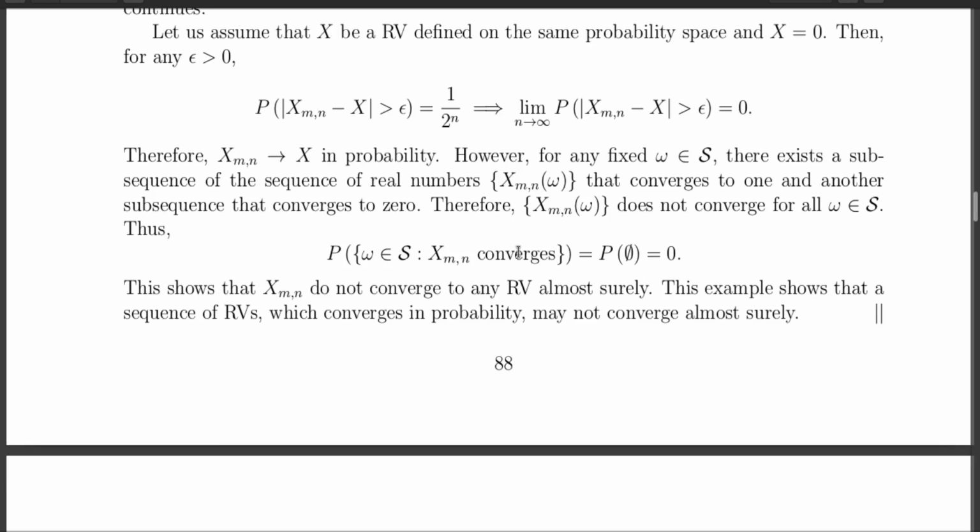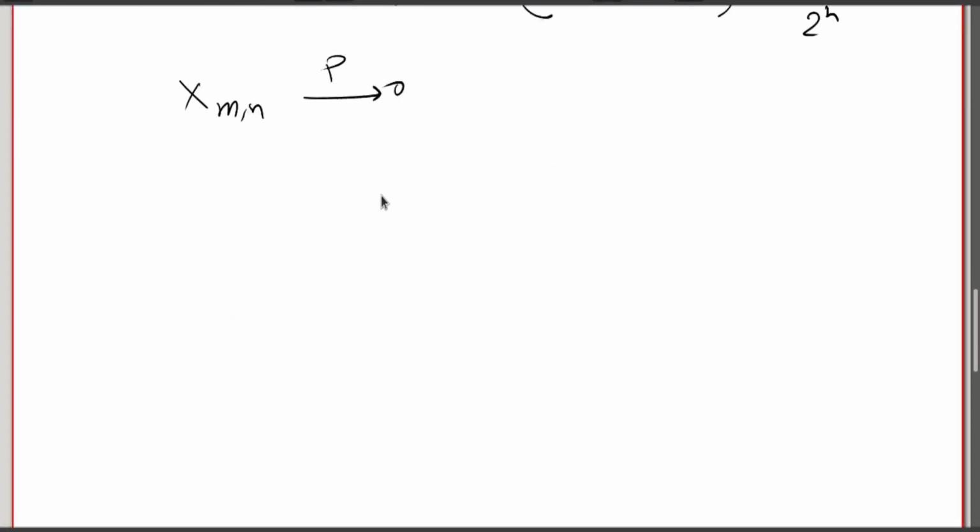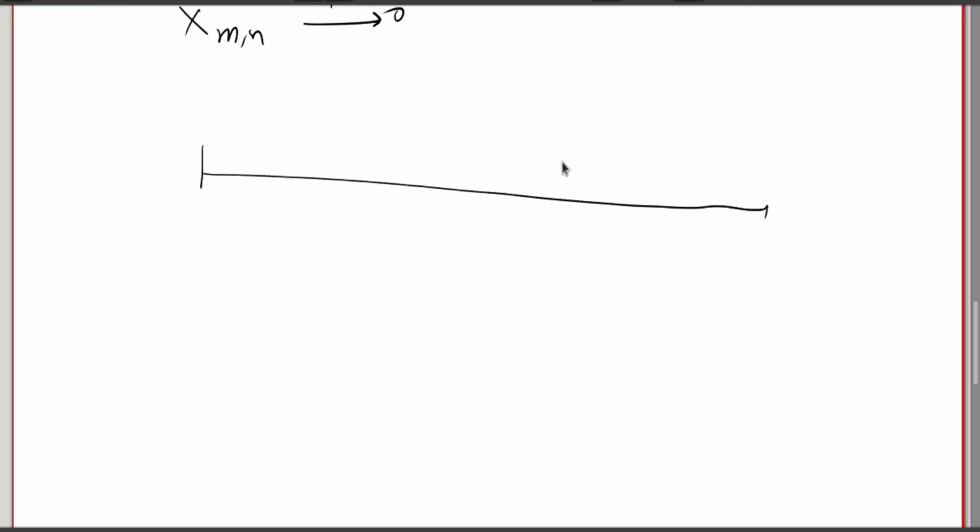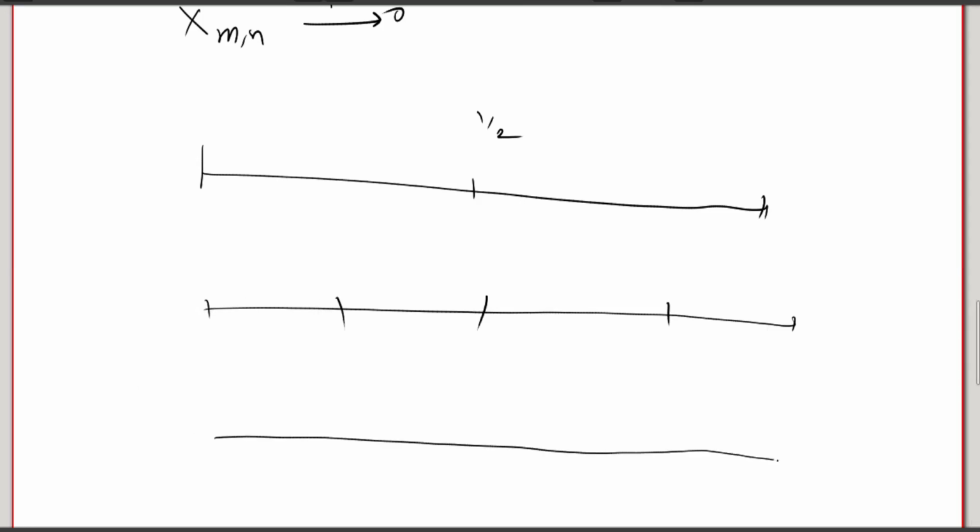Okay, now let us talk about almost sure convergence. For almost sure convergence, let me draw this graph here once again. So I have a half here, then I divide it into 4 equal parts, then we divide it into 8 equal parts, and so on. Now you fix any omega in 0 to 1.